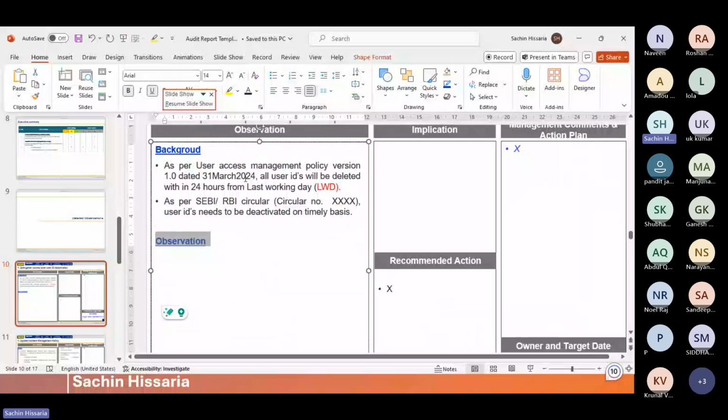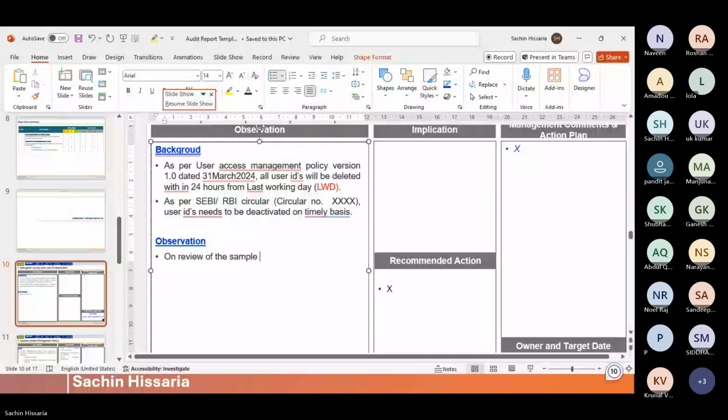Now you will write your observation. How will you write the observation, guys? In the observation you will write like this: on review of the sample.